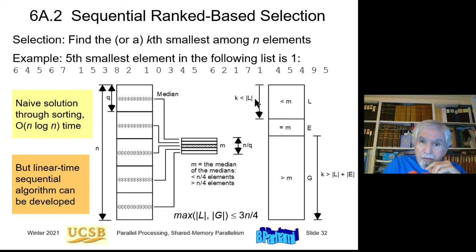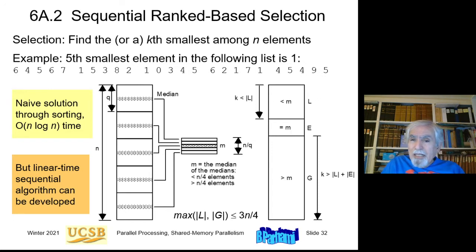So basically, depending on the value of k, I either make a recursive call and do selection in this part, or I make a recursive call and do selection in this part. If neither one of these conditions hold, in other words, k is greater than or equal to size of L, and also k is less than or equal to size of L plus size of E, then one of these elements is the median, and therefore we know that its value is m.